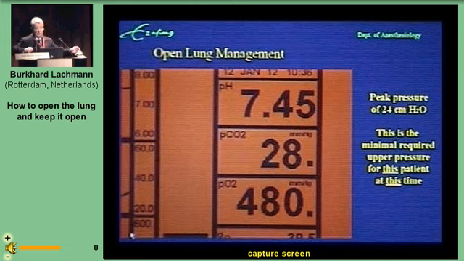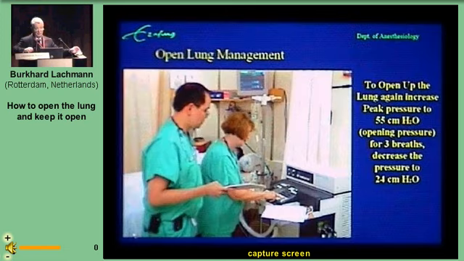It's dropped to 480. Okay, that means now we reach the point where the first lung tissue starts to collapse again. That means our lowest possible upper pressure, which we really need for this patient, is 24 centimeters of water. Please do a recruitment maneuver again. Go up to 55 centimeters of water for 3 to 4 breaths, and then go down to 24 centimeters of water. So up to 55 and down to 24. Yes?